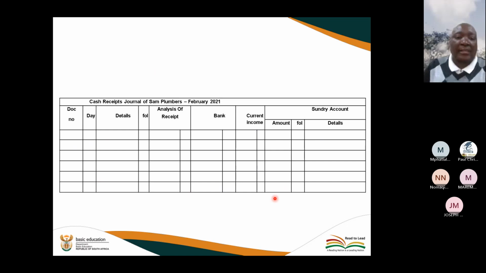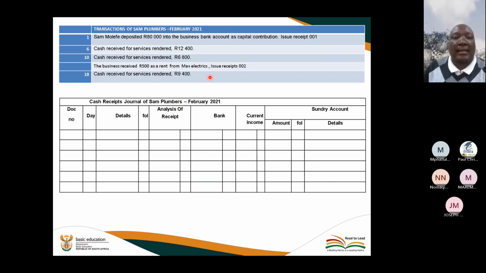This one, please pay attention because we are recapping on that previous one that I did with you. These are the transactions. Transaction of Sam Plumber, February 2021. Cash receipt journal of Sam Plumber, February 2021. Now, on the 3rd, Sam Molefe deposited 80,000 into the bank account as capital contribution. Issue receipt 001. As you know, the receipt number will be 001 when on the 1st, and then the name we write here under details, Sam Molefe, and under analysis of receipt 80,000.